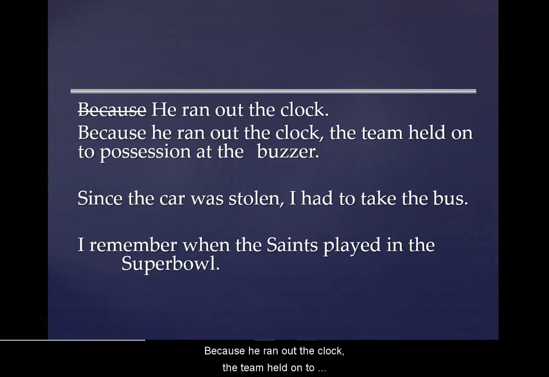Because he ran out the clock, the team held on to the possession at the buzzer. Since the car was stolen, I had to take the bus. Again, in this example, I've added the independent clause to the dependent clause and connected it with the comma. I remember when the Saints played in the Super Bowl. I added a subject and a main verb to the dependent clause at the beginning. And if I have the independent clause first and the dependent clause second, I don't need a comma.